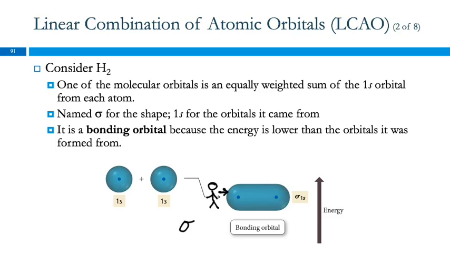This one is going to be a bonding orbital because the energy is lower when these two are combined than the individual orbitals were. Here we're representing the relative energy of these orbitals, and when they combine, the energy goes down.